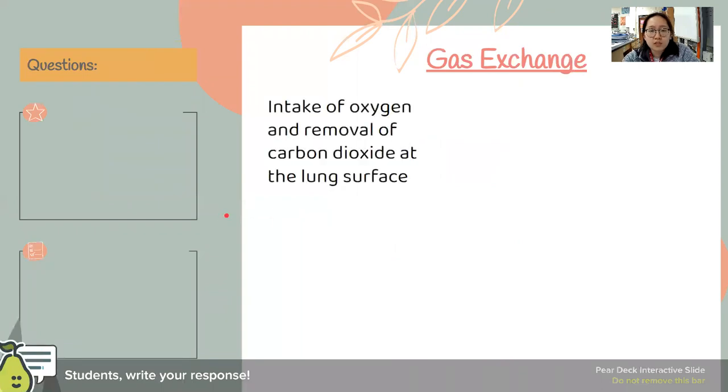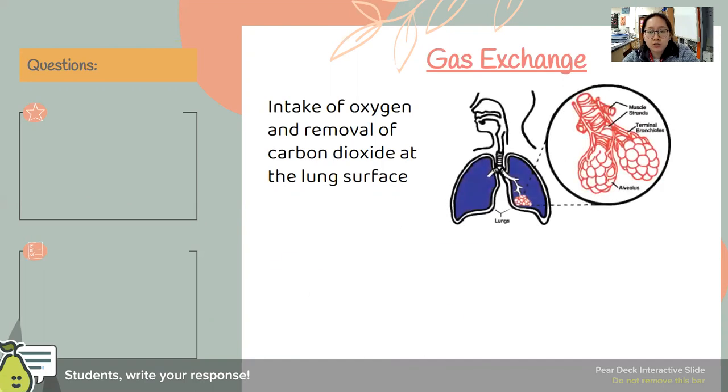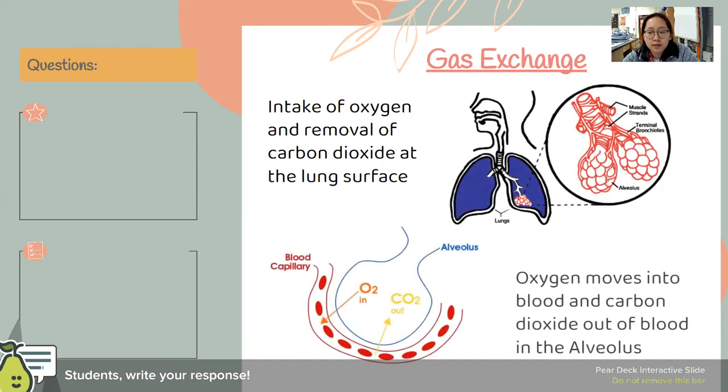For gas exchange, intake of oxygen and removal of carbon dioxide occurs at the lung surface. Oxygen moves into the blood, and carbon dioxide moves out of the blood into the alveoli, the little bubbles inside your lungs. So oxygen goes into the blood, carbon dioxide comes out of the blood, and the lungs breathe in air, which has oxygen in it, and then breathe out carbon dioxide.